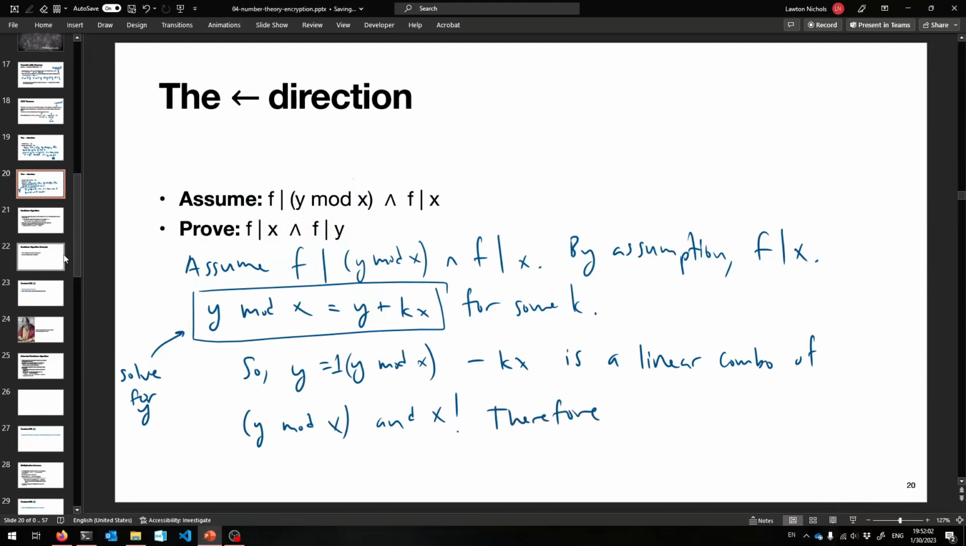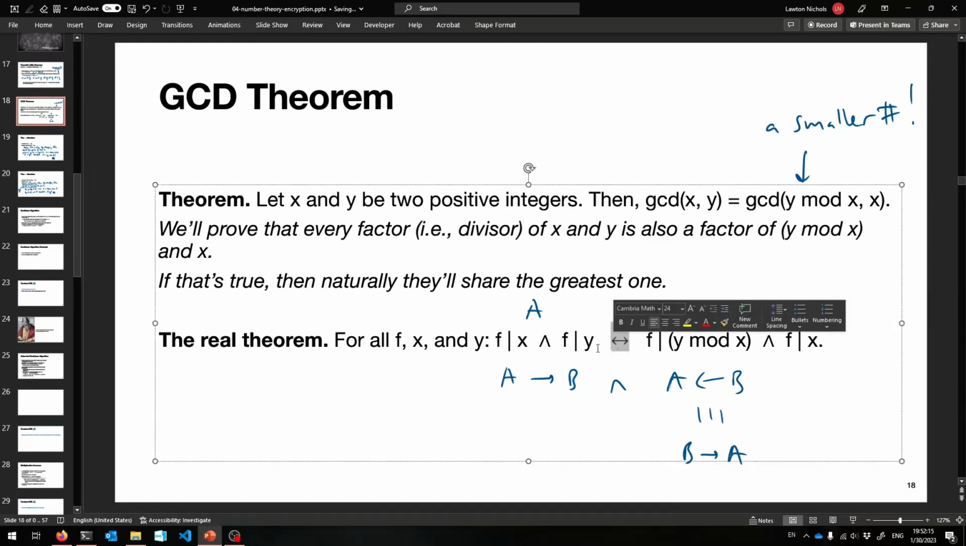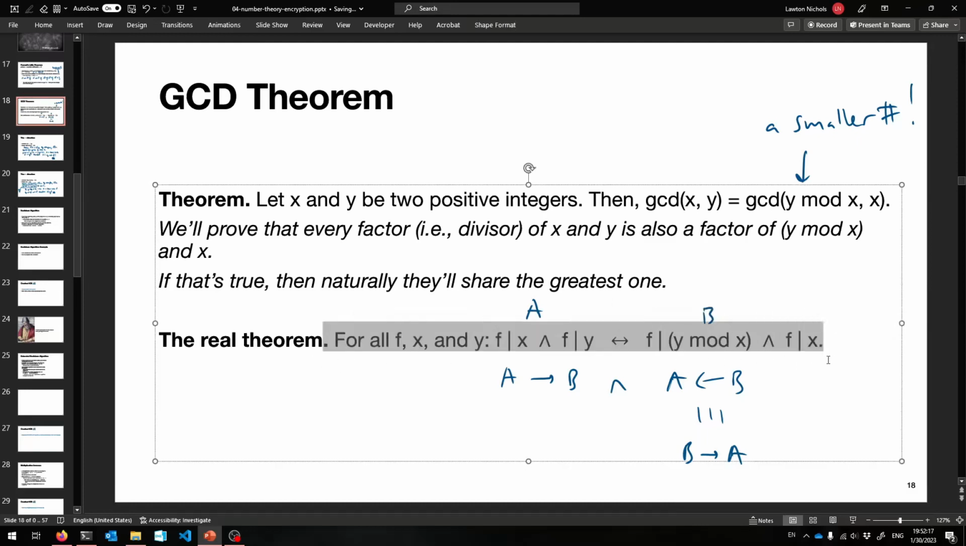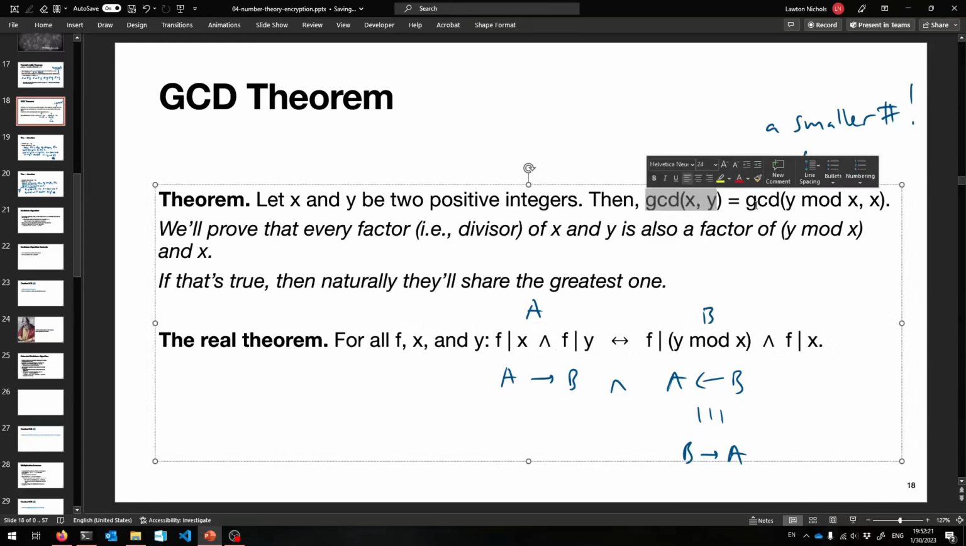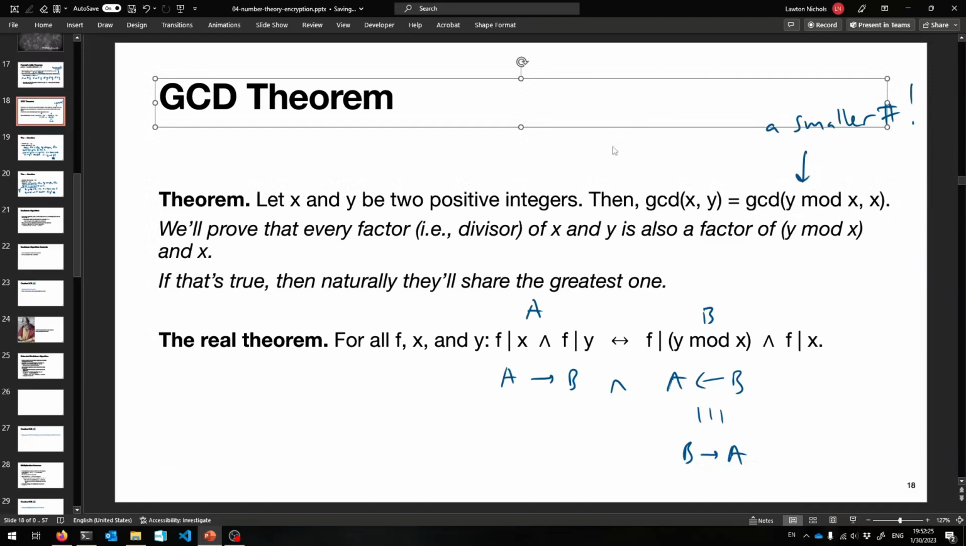We did ourselves a big favor proving that theorem at the beginning. Therefore, f divides y. QED. So those are the two pieces of our proof, the left to right direction and the right to left direction. Together, they form the biconditional, and so this theorem is true. And so the greatest common divisor of x and y is equal to the greatest common divisor of y mod x and x, because they share every divisor, the greatest one too.